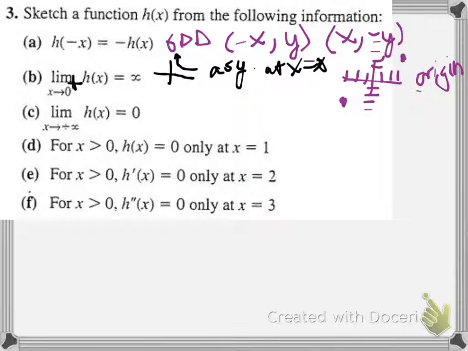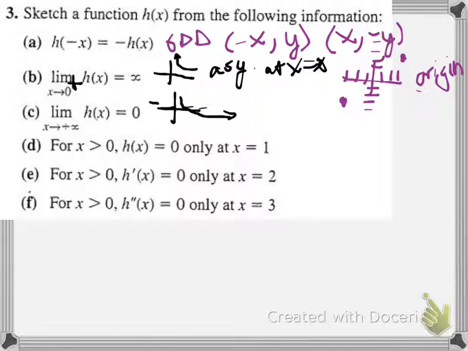All right, what else do I have going on? Looking at C, it says that the limit as x approaches positive infinity of my function is 0. So that is telling me, again, I'm not sure what my graph is doing anyplace else, but I do know that in some way it's going to try to get closer and closer at some point to 0, and it's not going to touch it.